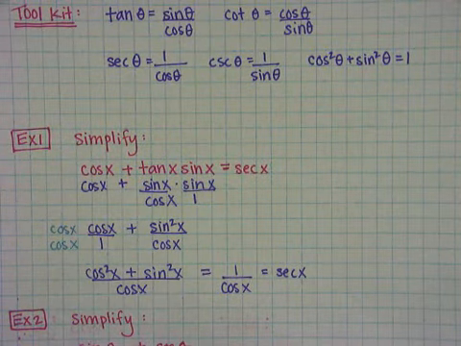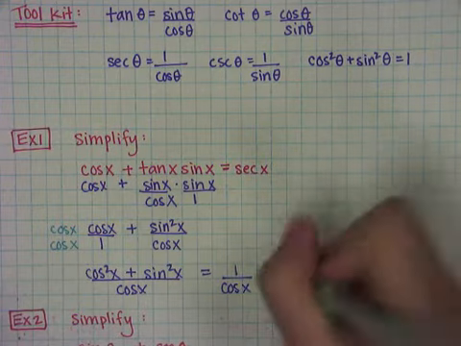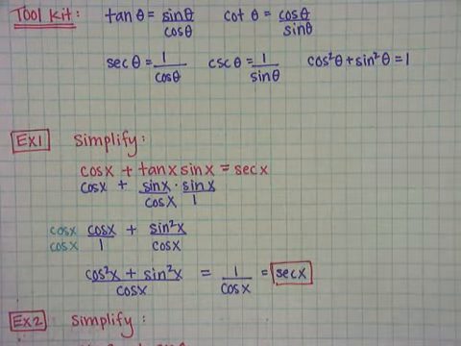All right, so you change to sines and cosines, common denominators, a little substitution there, and we get it simplified down. This is our final answer, secant of x.